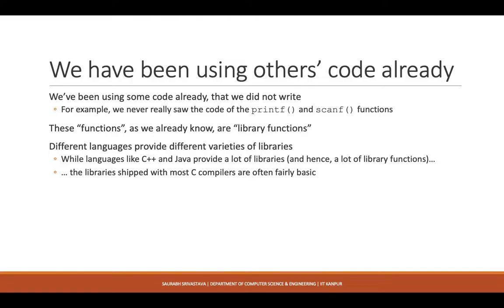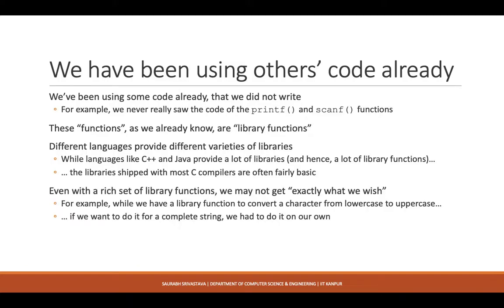Now, different languages provide different varieties of these so-called libraries. Languages like C++ and Java, the libraries that are shipped along with the compiler, they're pretty good actually, as in there are so many functions that are already there which you can simply use. The libraries shipped with C compilers are often fairly basic. They do not have so many things already provided to you to simply use.